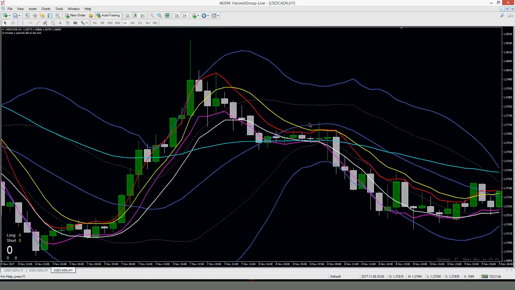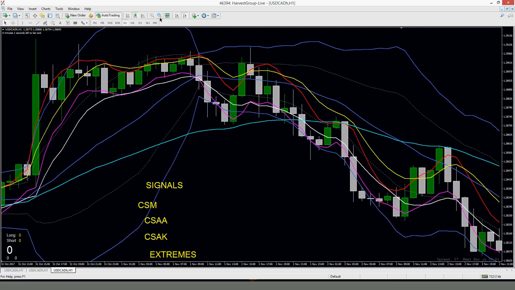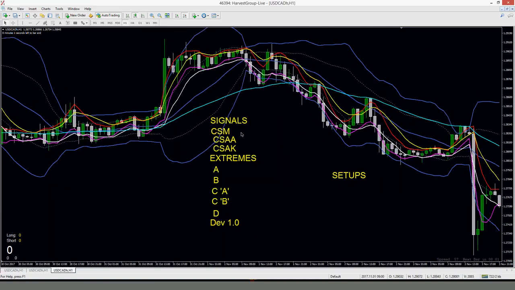Okay. So finally, extreme deviation 1. Okay, extreme deviation 1. So extreme deviation 1 is obviously whenever the candle rejects deviation 1 during sideways. So obviously this is sideways, so this is extreme D, deviation 1 over here. So the candle couldn't manage to break through deviation 1. So this is extreme deviation 1.